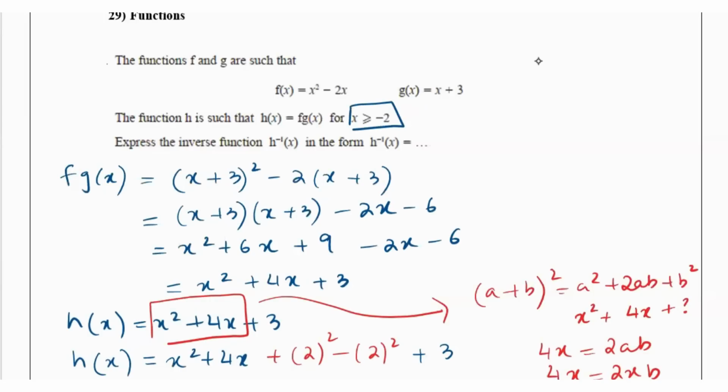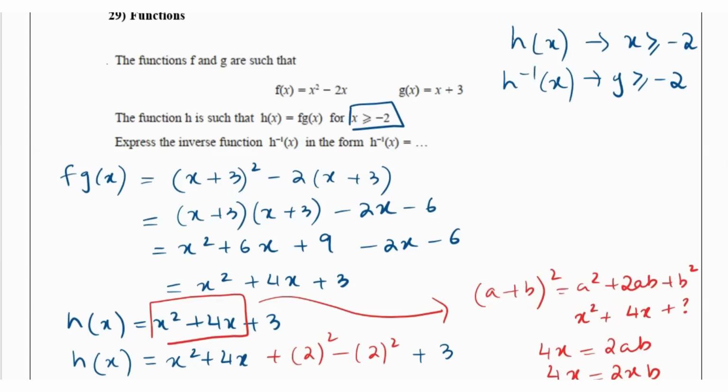So the function h is such that h of x equals f of g x for x greater than or equal to -2. If for your original equation your domain is x greater than or equal to -2, then for your inverse function, your range is going to be greater than or equal to -2. Since the inverse is the opposite of the original function, whatever is the domain of the original function becomes the range of the inverse function and vice versa. So whatever was the domain of the inverse would be the range of the original.